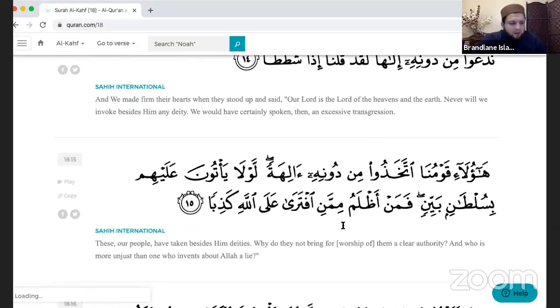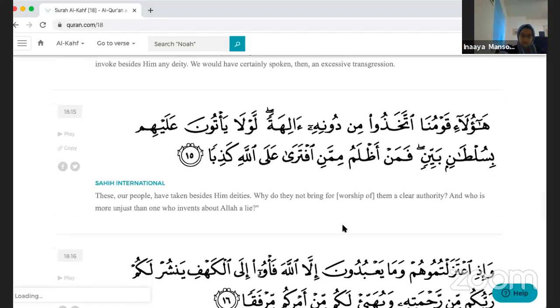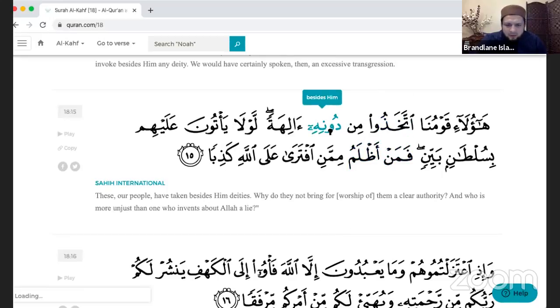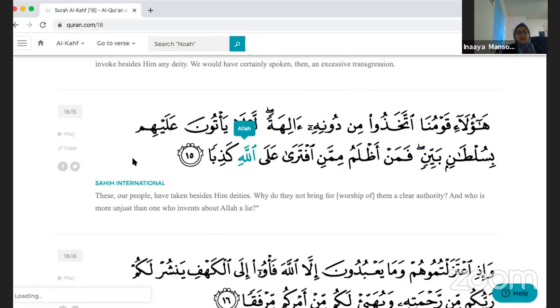Which ayah are you reading the translation of? Ayah 15. Oh, 15? Okay. Can you do it again? Because I have something else. Why don't you read from the screen? Can you see the screen? Yeah. So read from the screen right here.